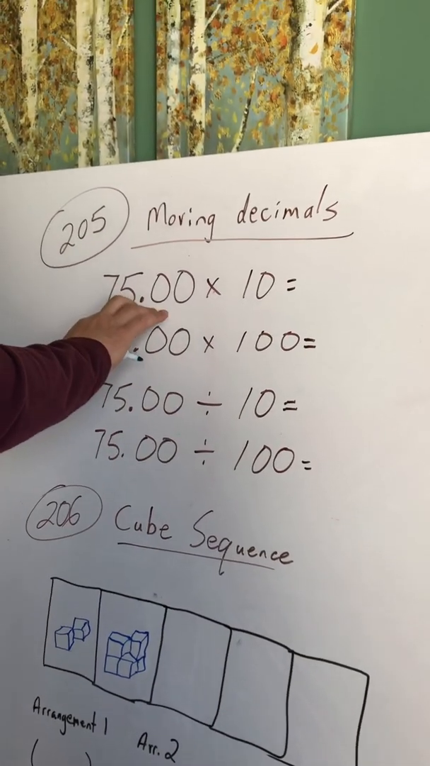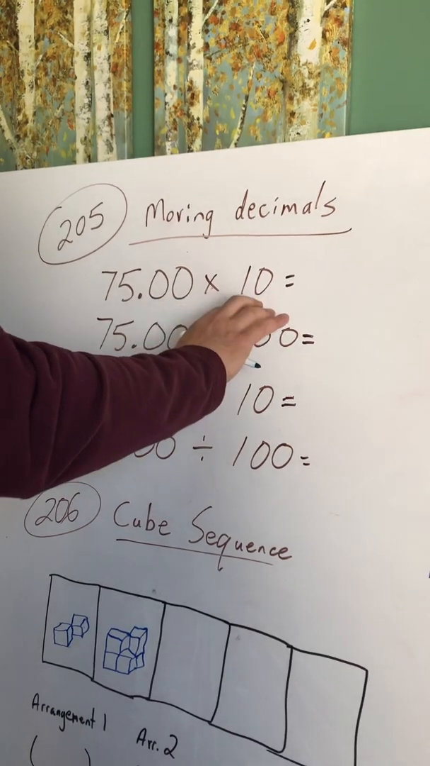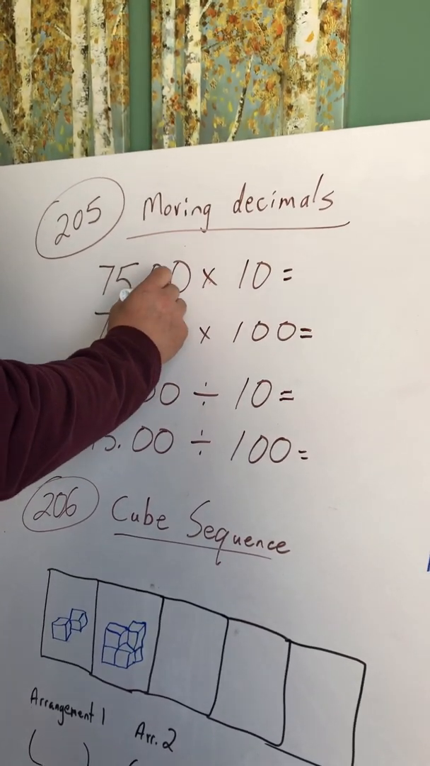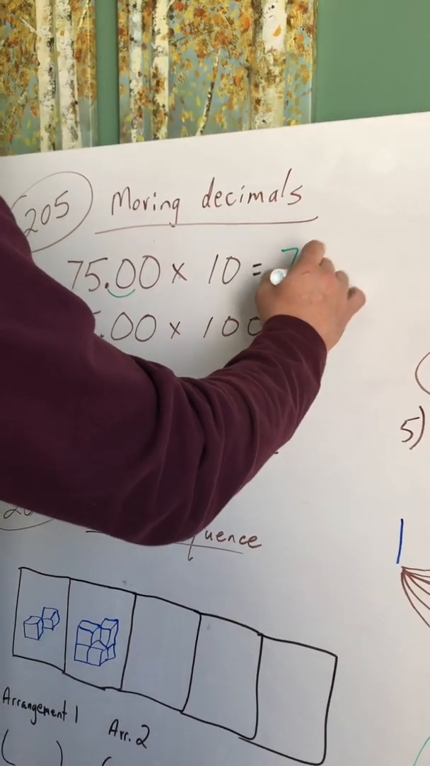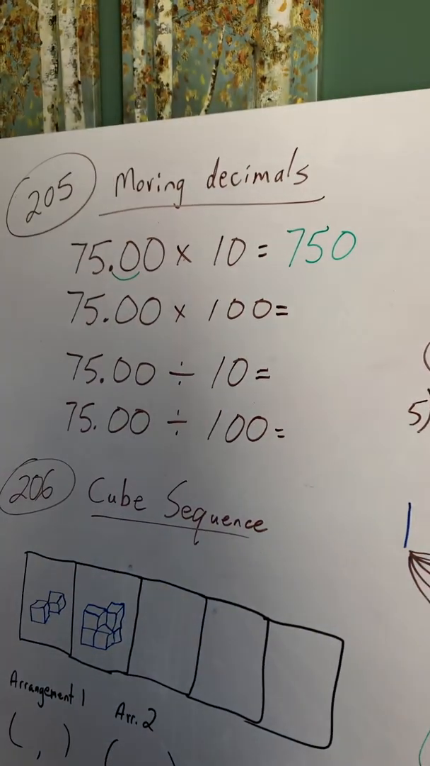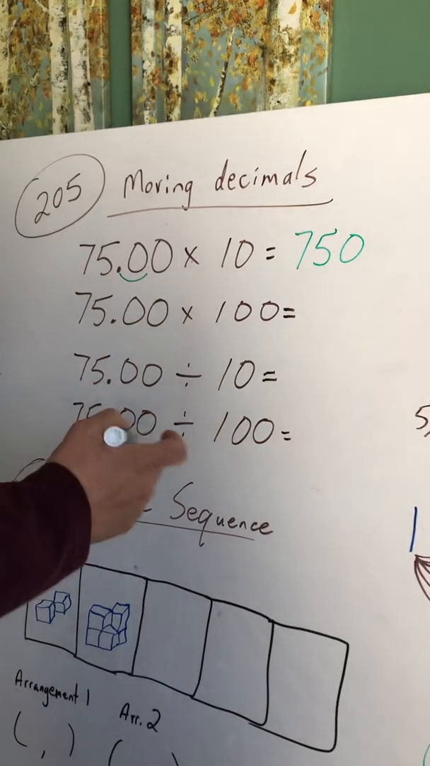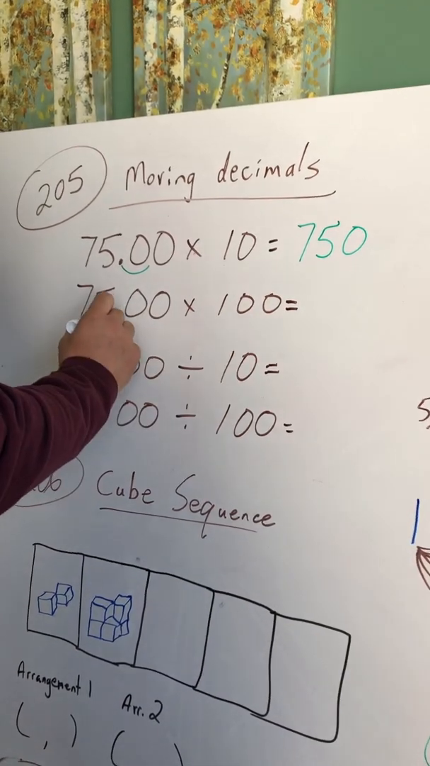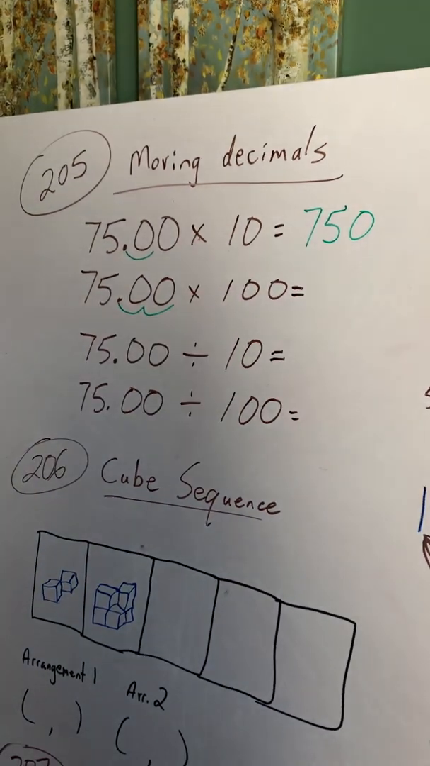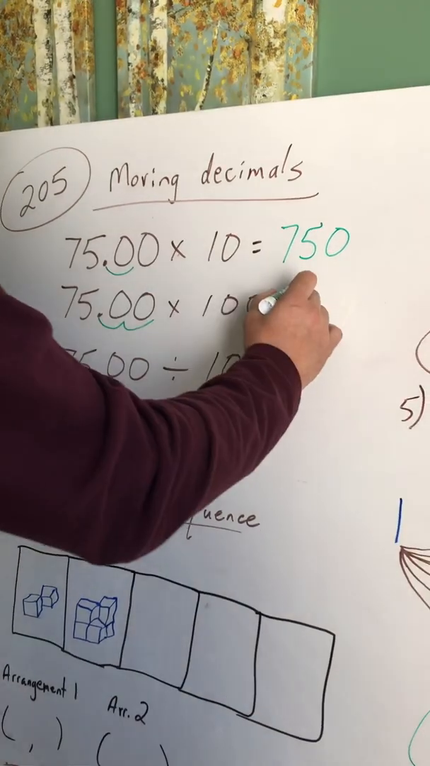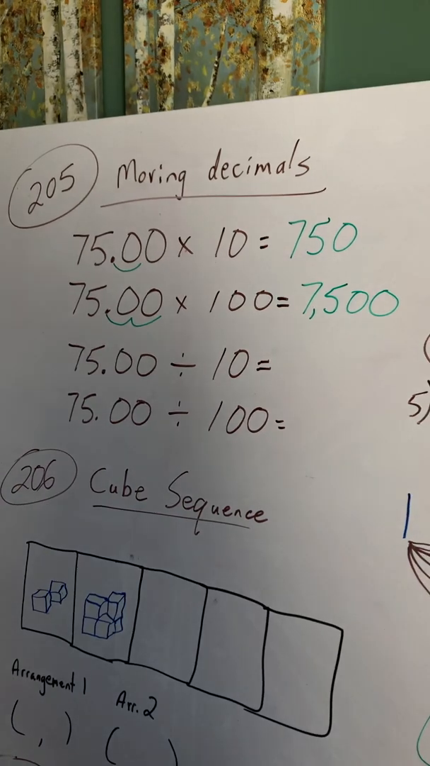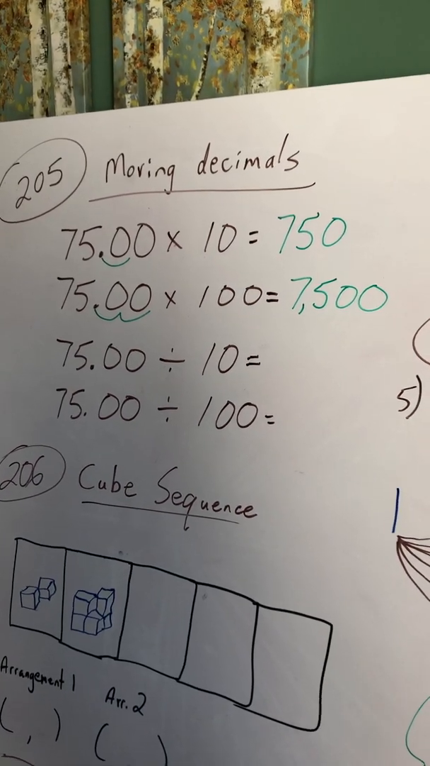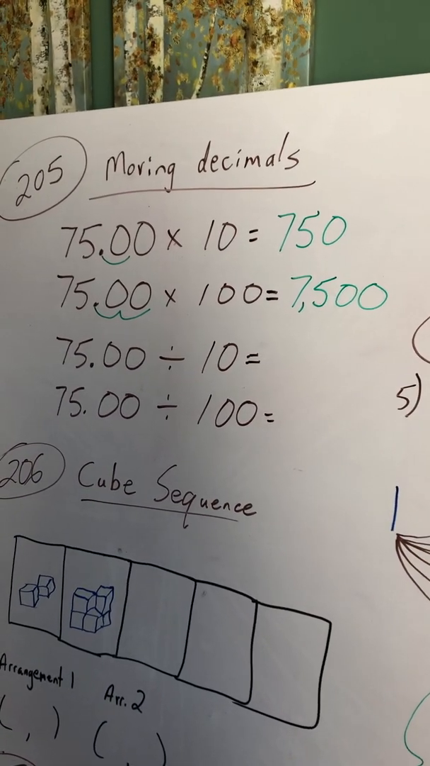So when you do 75.00 times 10, you're just moving the decimal to the right 1. So this is 750, and I know most of you know that. And then once again, 100, 2 zeros, 2 positions over, 7,500. Now, when we get to division, now we're dividing by 10.